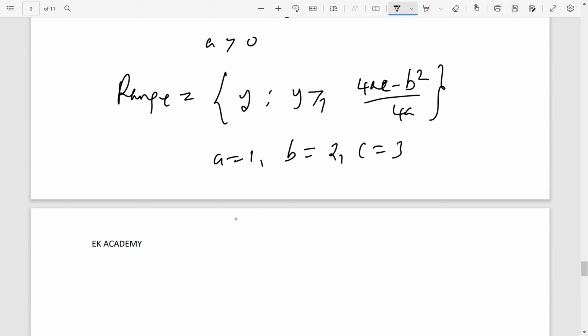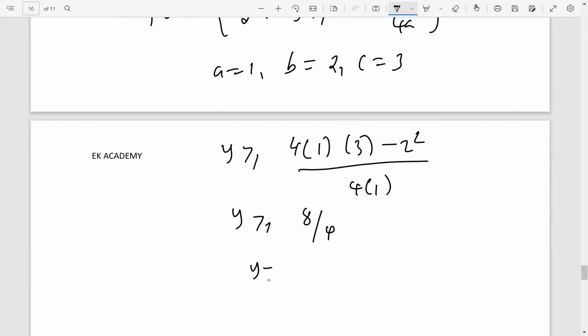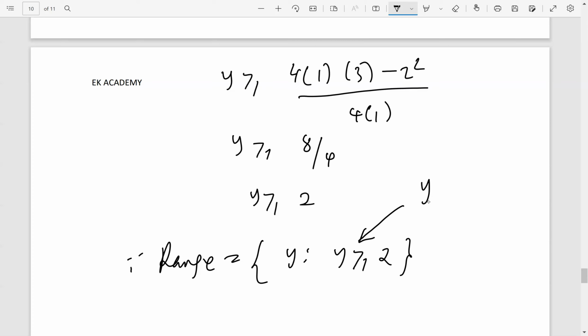So you're going to say that y is greater or equal to 4 times 1 times 3 minus 2 squared, over 4 times 1. So y is greater or equal to 12 minus 4, 8. 8 over 4, you get 2. y is greater or equal to 2. So you can say that range is going to be y such that y is greater or equal to 2. An additional point: from this you can see that y minimum is going to be equal to 2.